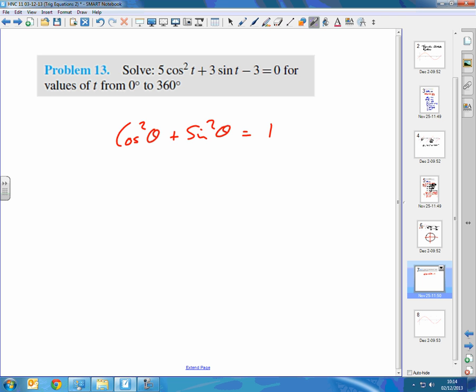See if you can work it out for yourself. The solution appears below. So first step is to say cos squared theta, therefore, is 1 minus sine squared theta. So in our particular equation, we can replace cos squared t with 1 minus sine squared t.